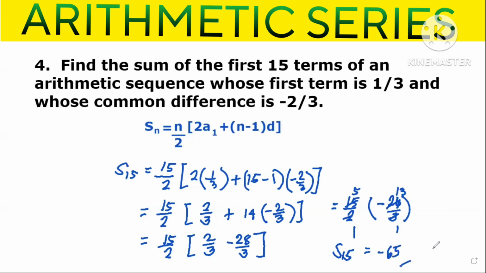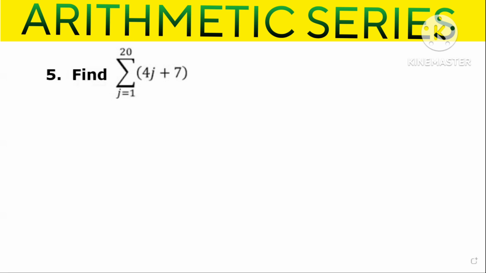Okay, number 5, find the summation of 4j plus 7 where j goes from 1 to 20. So this means to find the 20th partial sum of 4j plus 7 by replacing j with 1 to 20. So paano natin gagawin yon? We do it as follows.